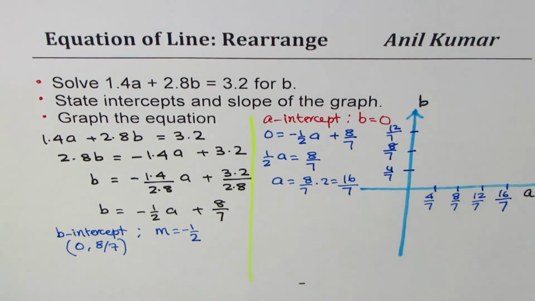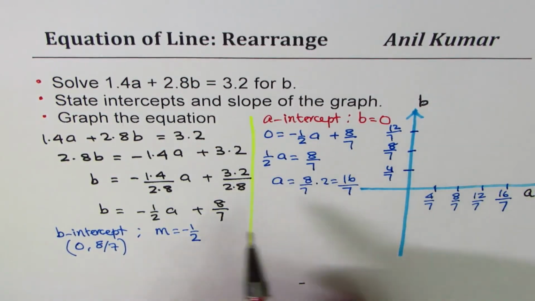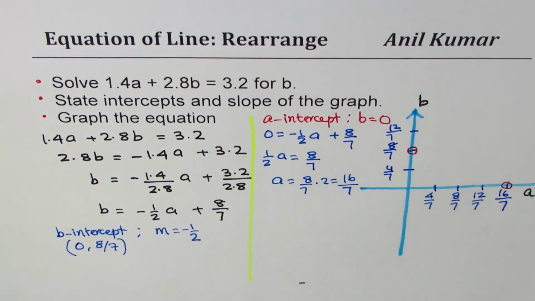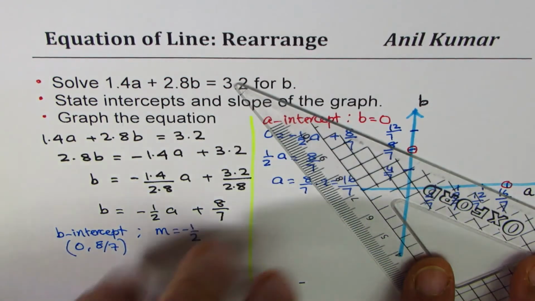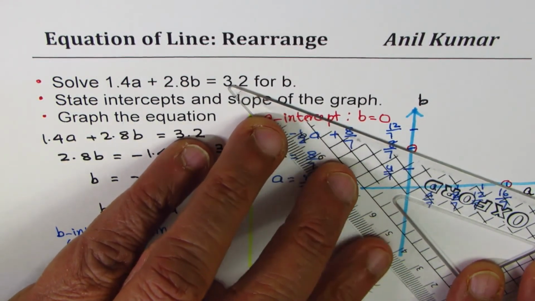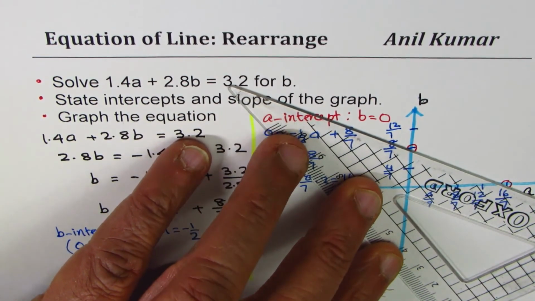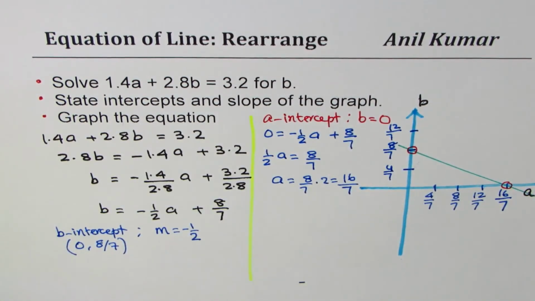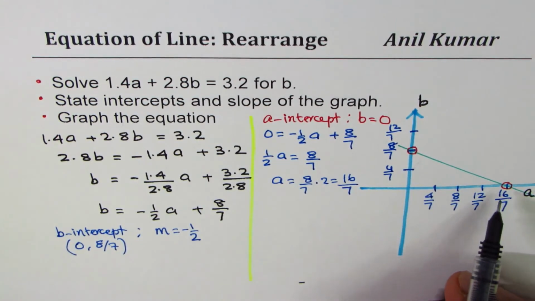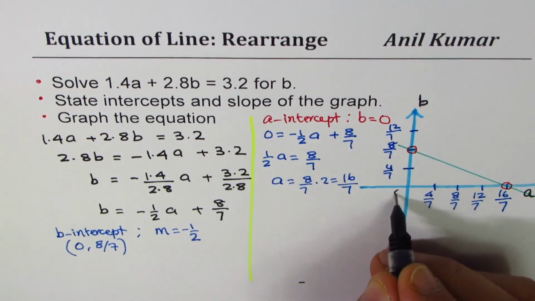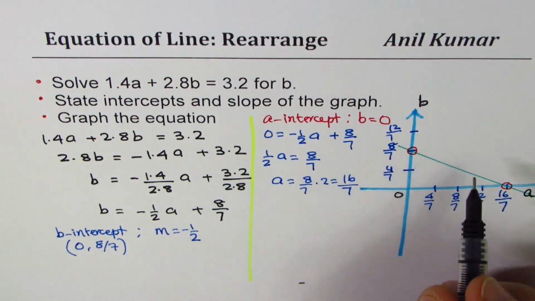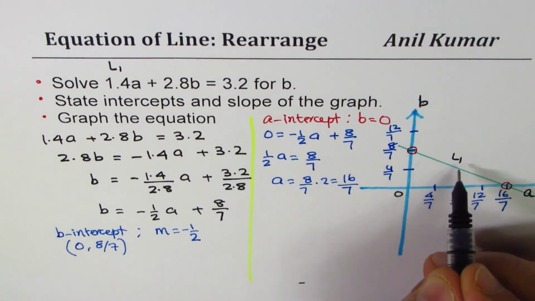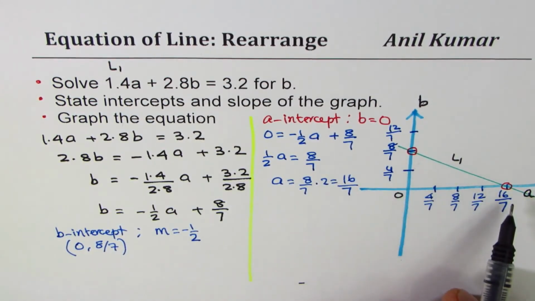Now, since we have x and y intercepts, rather a and b intercepts, as 8 over 7 and 16 over 7, we'll just join these two points and sketch the line. So when you are working with difficult fractions like we have in this example, the idea is to choose a scale which will help us perform our job. So what we get here is a line which is given to us, right? That becomes the line L1, with the given x and y intercepts.